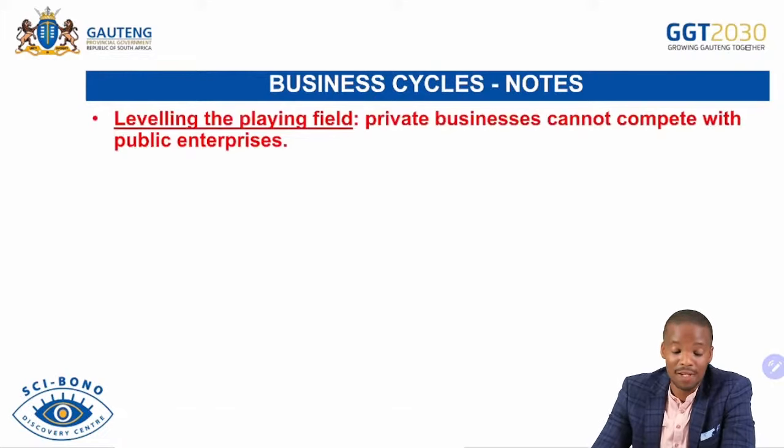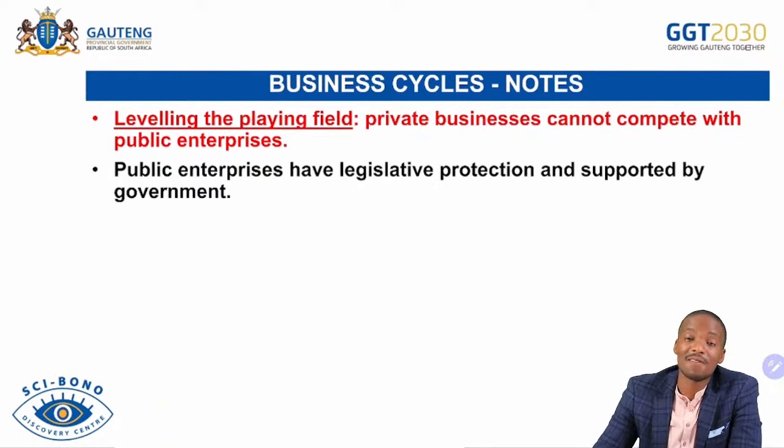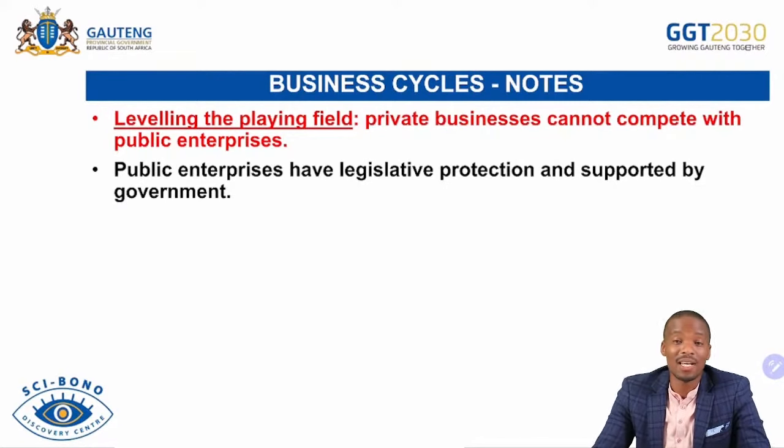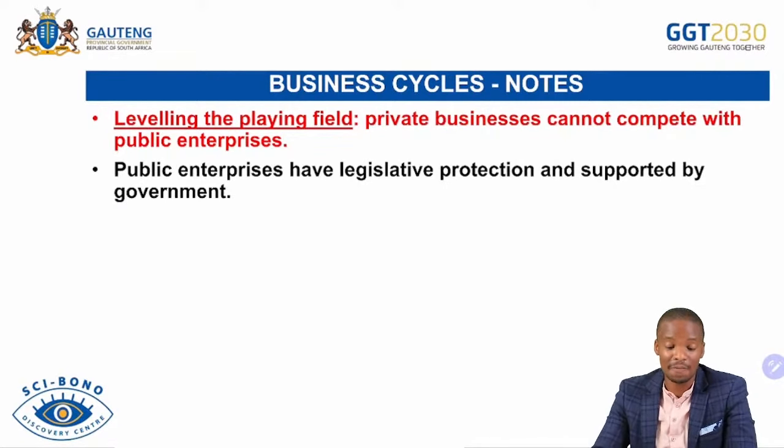Leveling the playing field. Private businesses cannot compete with public enterprises. Public enterprises have what we call legislative protection and are supported by the government. That is why they are funded when they need funding, while on the other side, private companies have to look for their own investors. They will have to sell shares without any help from the government.